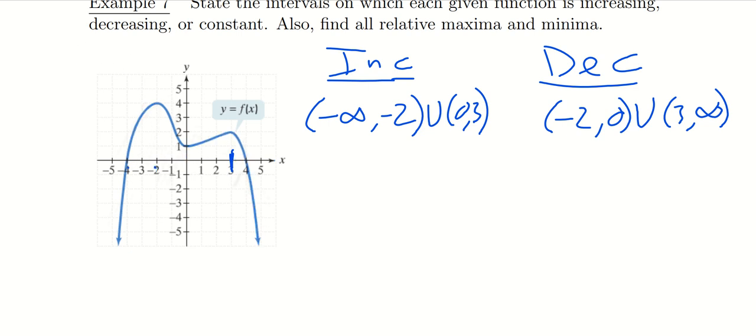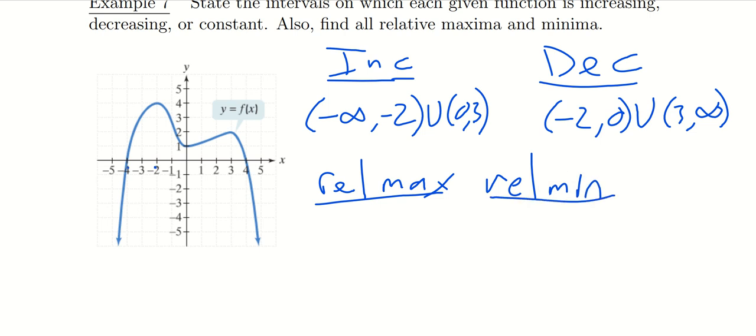Let's now go ahead and look for our relative max and relative min. We have a high spot right here, a low point right here, and a high point right there. So this is going to be a relative max. The value is 4. And this occurs when x has the value negative 2. So relative max of 4 at x equals negative 2.